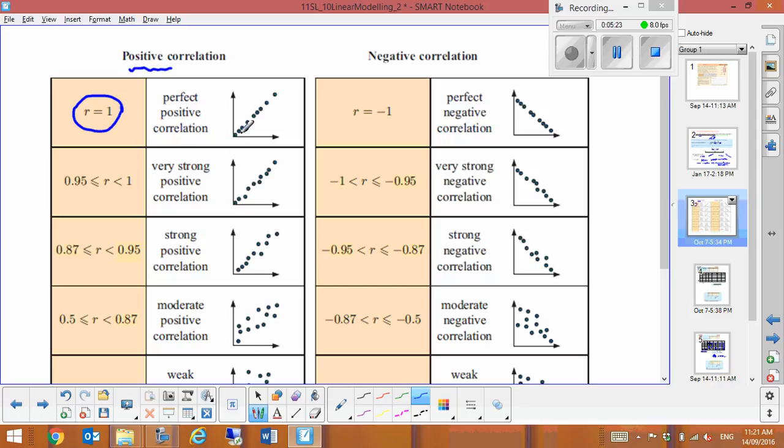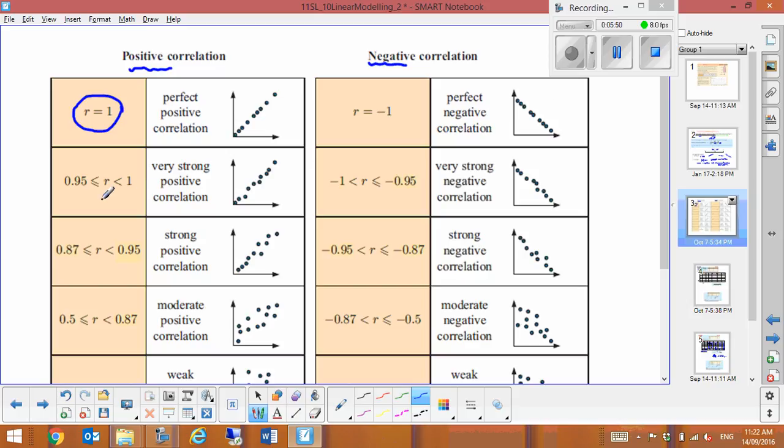So it means all our data is going upwards. As x increases, the y increases. There's a positive correlation, and all the points lie exactly on a straight line. It's a perfect positive correlation. A perfect negative correlation, so these are the negative ones, means they lie on a straight line, but now it's negative. As x increases, y decreases.